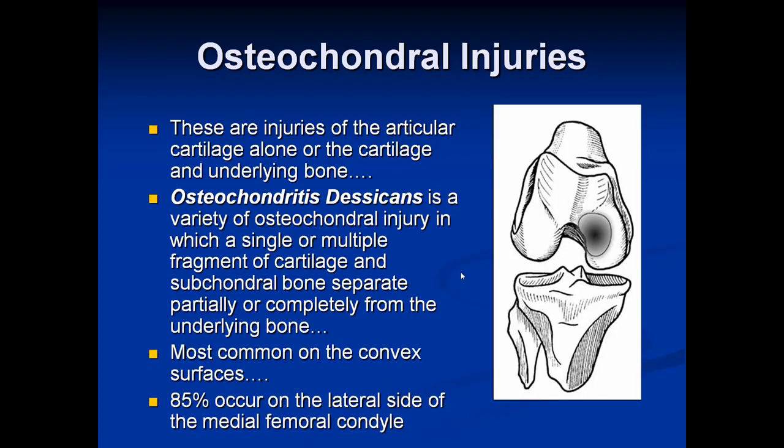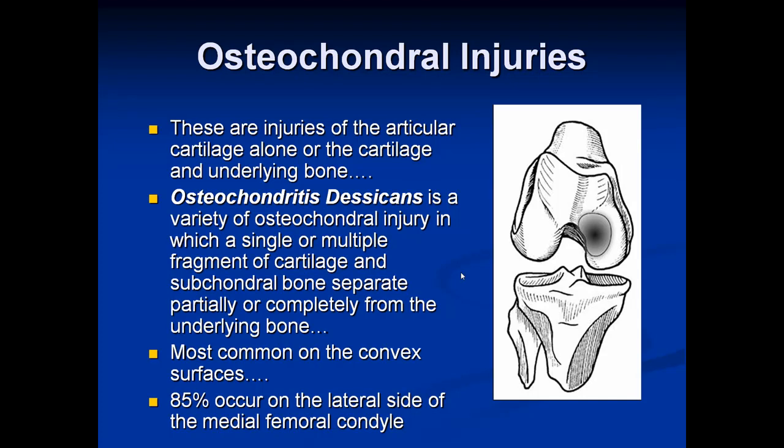Let us now move on to a group of pathologies known as osteochondral injuries. And these are injuries of the cartilage and underlying bone of the knee joint. One of the most commonly seen osteochondral injuries is a condition called osteochondritis dissecans. It is a variety of the osteochondral injury where a single or multiple fragment of the cartilage and possibly the subchondral bone becomes separated from the underlying bone.